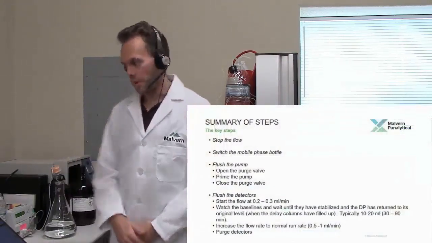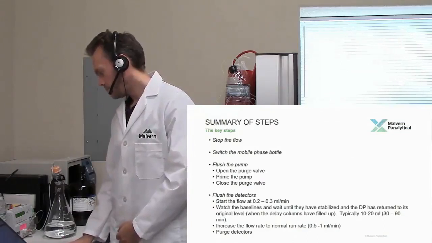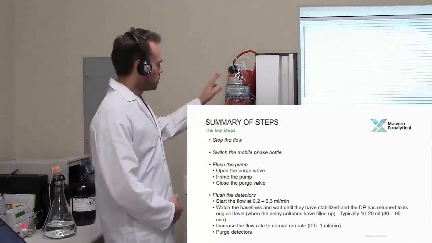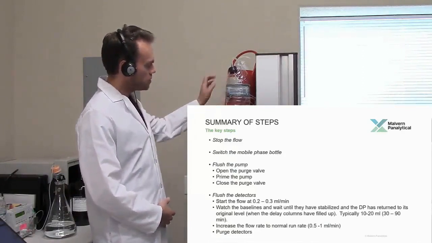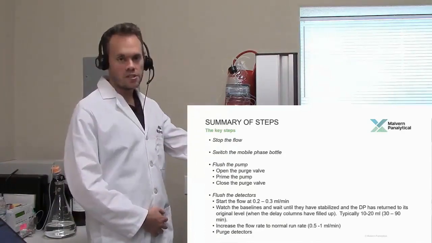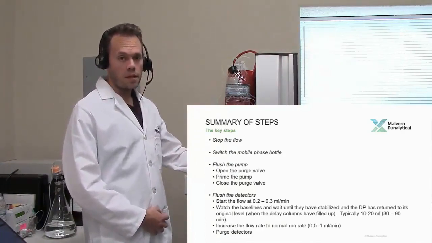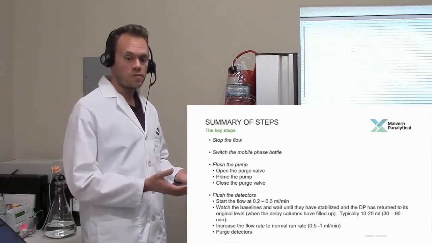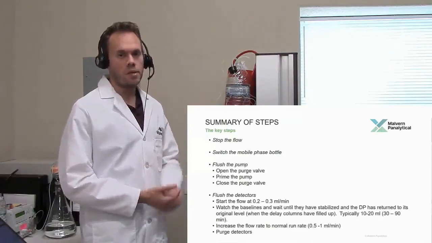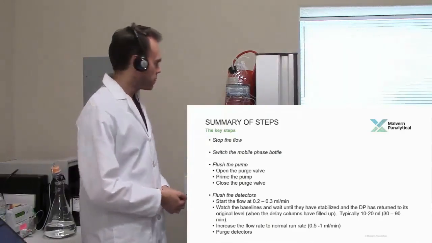So let's go through the same process again. First off, stop the pump. And again, while this slows down, the process is going to be stop the pump, switch the mobile phase, open the purge valve and prime the pump, close the purge valve, and then flow through the detectors. Initially, in this case, more slowly, and then once the viscometer has fully flowed out and the delay column is full of THF and has rebalanced itself, then we can purge out the different detectors. So the pump has stopped.